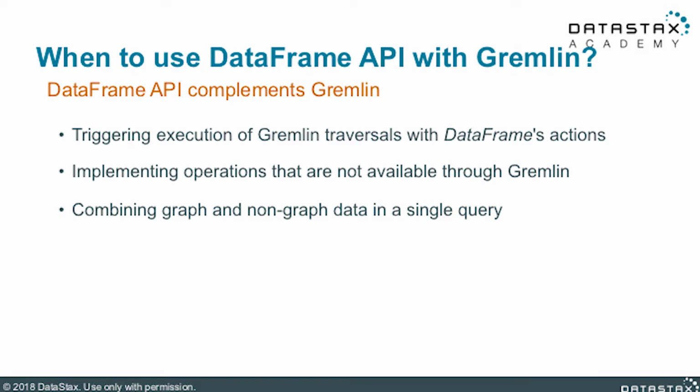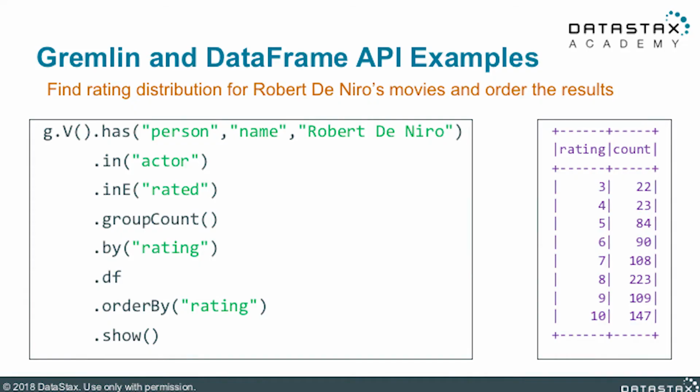In many cases, the API that readily complements Gremlin when using DSE GraphFrames is DataFrame API. We have already seen DataFrame's show method that triggers execution and displays the results as a table. Other methods can be used to implement operations that are not available in Gremlin API and even combine graph and non-graph data in a single query. As you will experience soon, Gremlin and DataFrames is a very powerful combination. So here we find rating distributions for Robert De Niro's movies and order the results by rating.